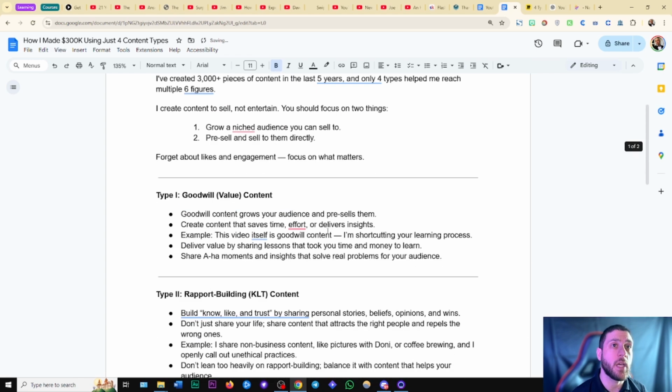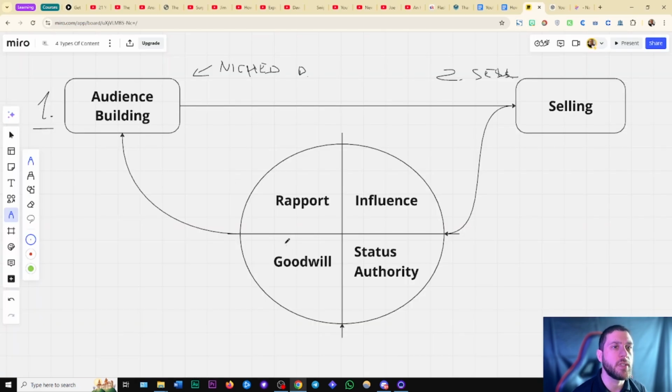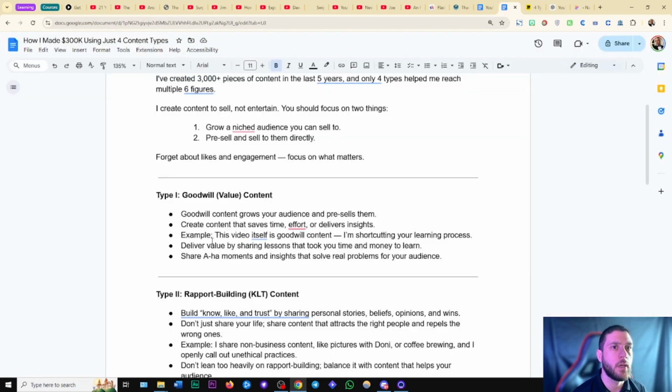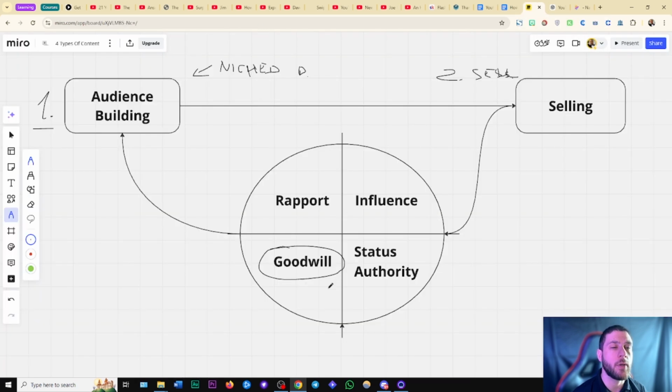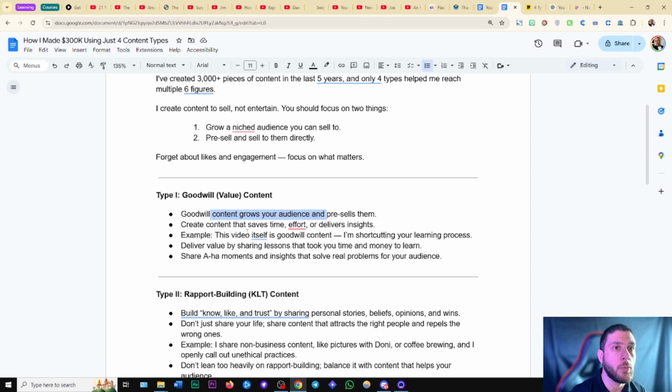Anyway, type number 1 is what I like to call goodwill content, or you can also view it as value content. This type is mainly for growing your audience. However, one of the powerful things about goodwill content is that it also allows you to pre-sell people, and we'll talk about how.